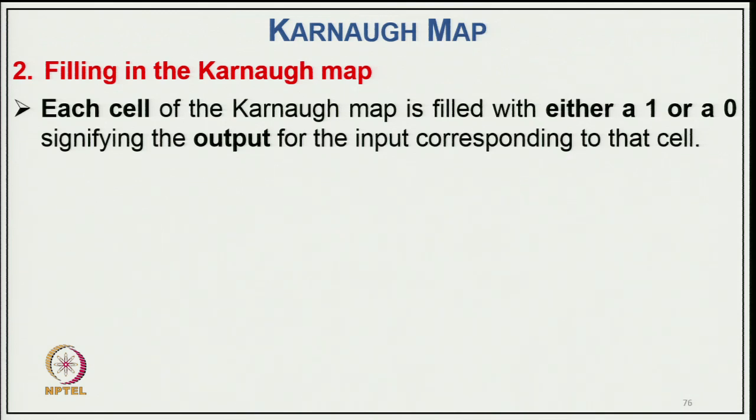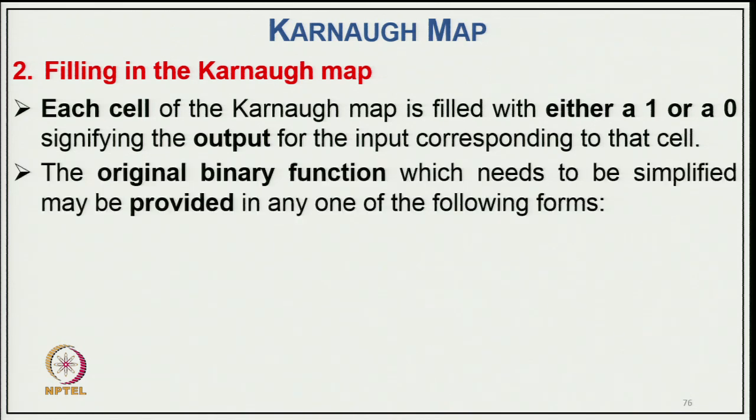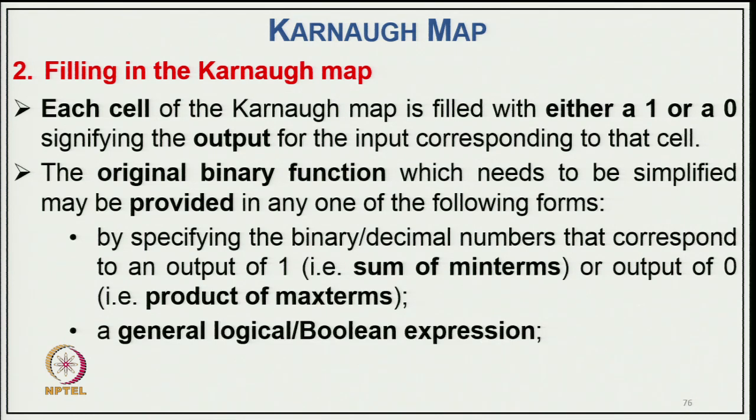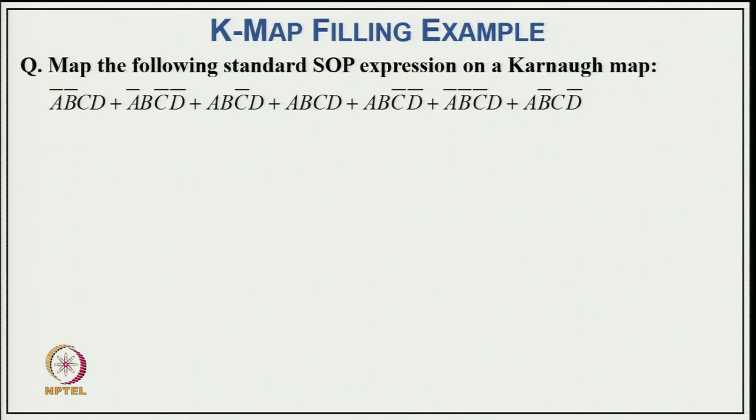Second is filling the Karnaugh map. Each cell of the Karnaugh map is filled with either a 1 or 0, signifying the output for the input corresponding to that cell. The original binary function which needs to be simplified may be provided in any one of the following forms: by specifying the decimal numbers that correspond to output 1, the sum of minterms, or output 0, the product of maxterms, or a general logical or Boolean expression, or a truth table.